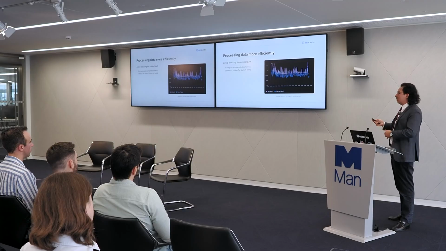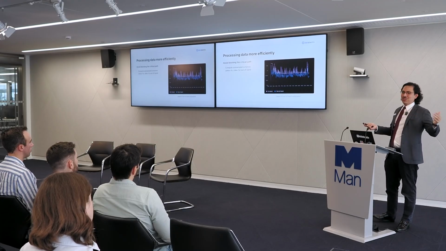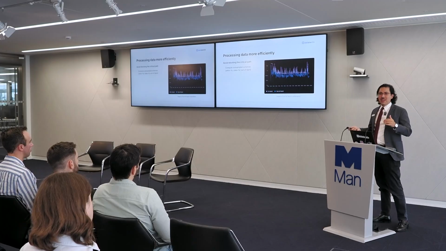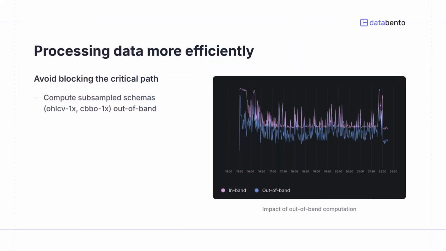So one thing that we've had to do, we've only really had to do this for Opera so far. For all the other venues that we have, we can actually receive the data at exchange rate and compute the subsampled schemas. But for Opera, it really doesn't work. So here the pink line is our first try of computing this data in band, and the blue line is when we moved all of the subsampled schemas out of band. So not only is the latency uniformly better, also the spikes are less frequent and they are less intense.